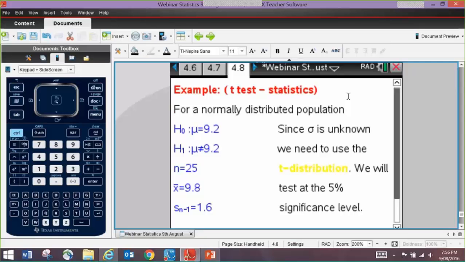So with our hypothesis testing, we always need to have our null hypothesis. In this case, I'm saying that the sample came from a population with a mean of 9.2. My null hypothesis can then either be one-tailed or two-tailed. I'm doing a two-tailed this time, but you can do either with the calculator. If I have 25 pieces of data of which I know the sample mean is 9.8 and the unbiased estimate is 1.6, I can then do a calculation.